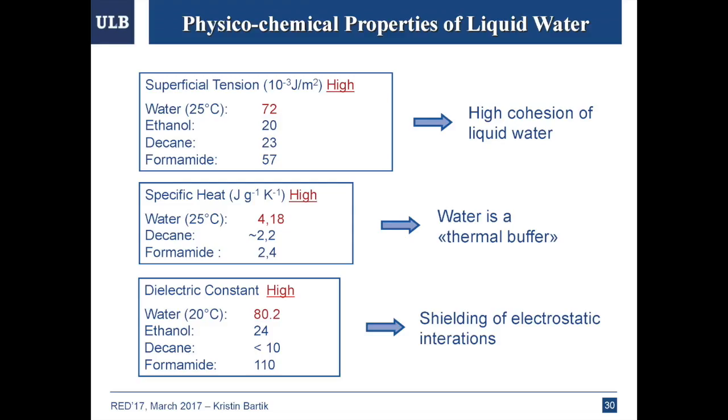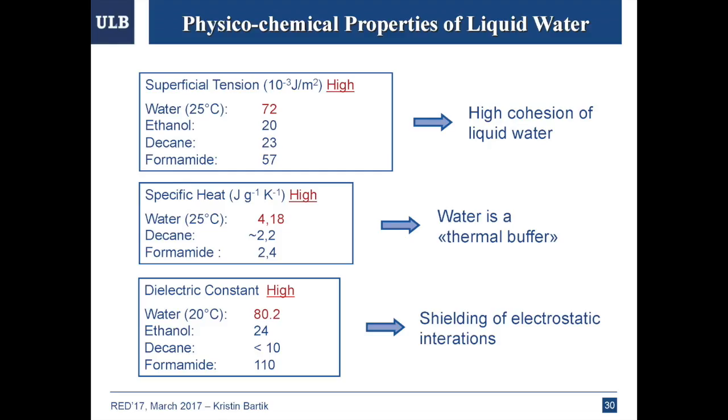A solvent which starts coming to the same value is formamide. If we look at its specific heat, it is also much higher than the solvents that we know. So the specific heat is the amount of energy you would have to provide to increase the temperature of a volume of water by 1 degree. So that's the specific heat. The superficial tension. Dielectric constant is also extremely high. Formamide is higher, but here we have a dielectric constant of 80.